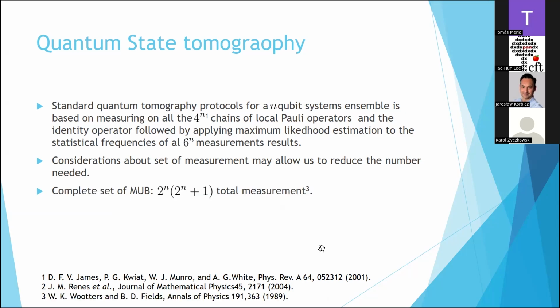Also, we can use complete sets of MUBs, mutually unbiased bases. In this case, we are treating qubit systems, so we need a total of 2 to the n times (2 to the n plus 1) measurements, one set for each basis. For qubit systems, these sets can be found, but for a general dimension d, we don't know if complete sets of MUBs exist. And depending on the system, these can also be expensive to implement because they may require some entanglement, depending on the specific set of mutually unbiased bases that we are using.